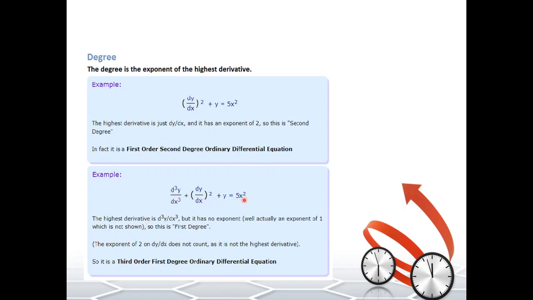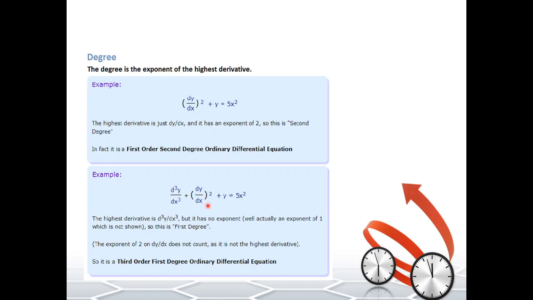Similarly, in this particular example, the highest derivative is d3y by dx cube, which means the order of the differential equation is 3. What is the integral power of this differential coefficient? Nothing is there. Nothing is there means power 1. So I call it a third order first degree differential equation.